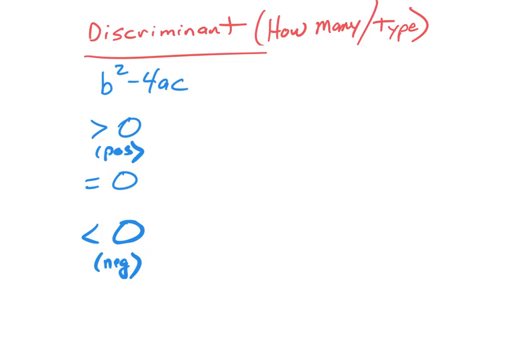If it is greater than 0, we will have two real solutions. It'll cross the x-axis twice, if you go back to the graphs that we talked about. If it is equal to 0, it'll have one real solution, and if it's less than 0, it will have two imaginary solutions. Those are our three possibilities, okay? All based on the discriminant.